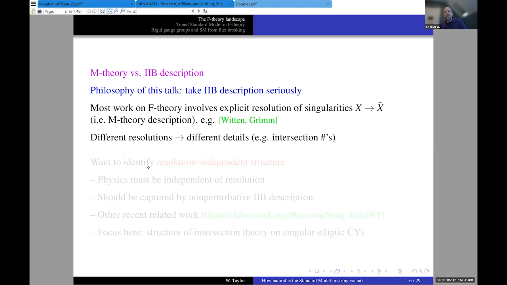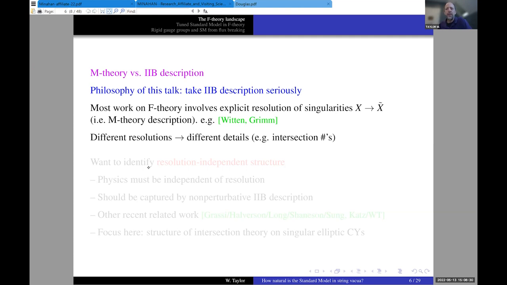So a lot of the work on F theory has started in one lower dimension, for instance, by going to three dimensions and thinking about M theory, which is an 11 dimensional theory, compactified on an elliptic Calabi-Yau fourfold, and then taking a limit where one of the directions decompactifies, you can define that as a non-perturbative type IIB theory.